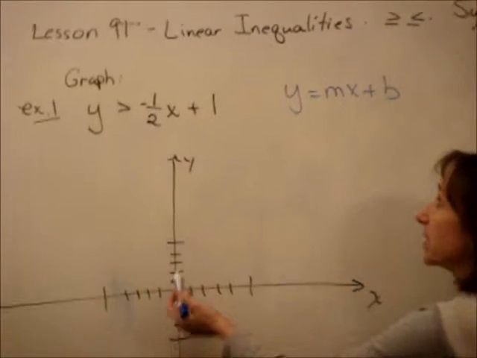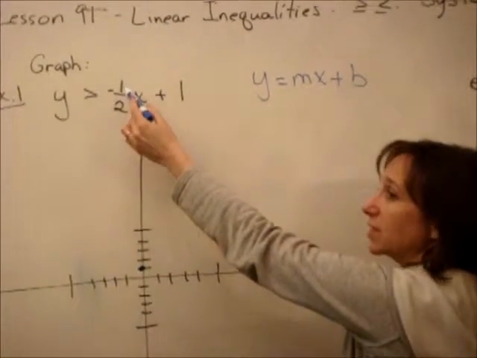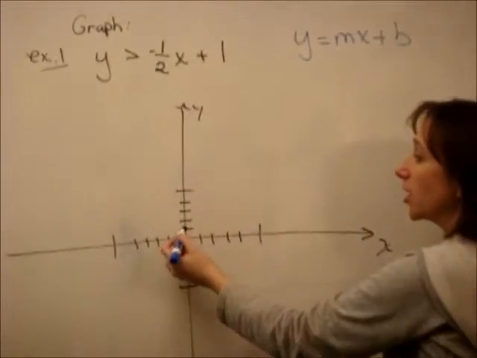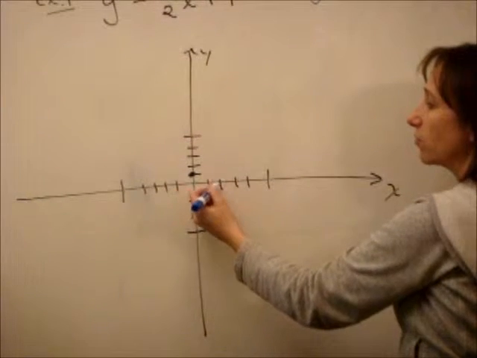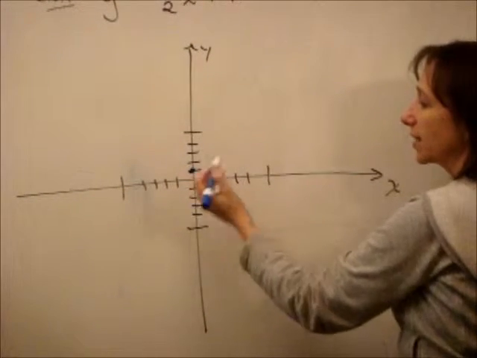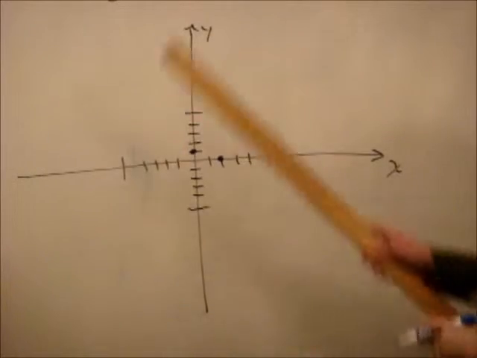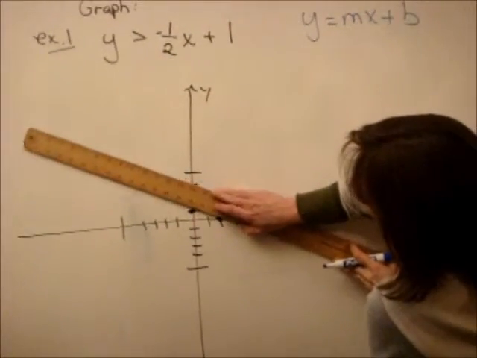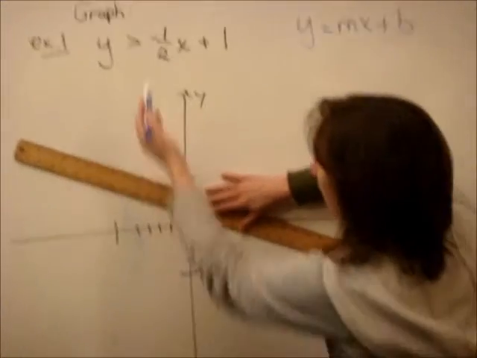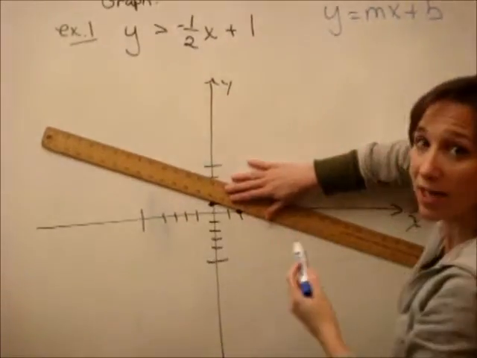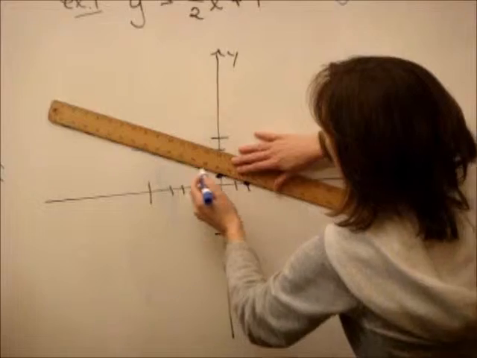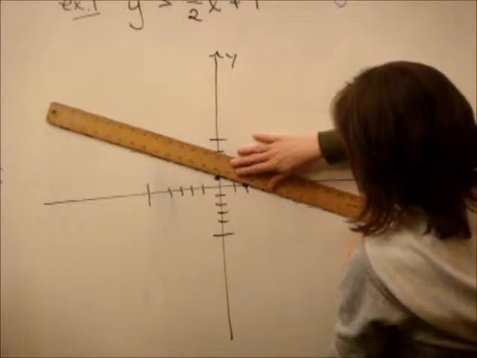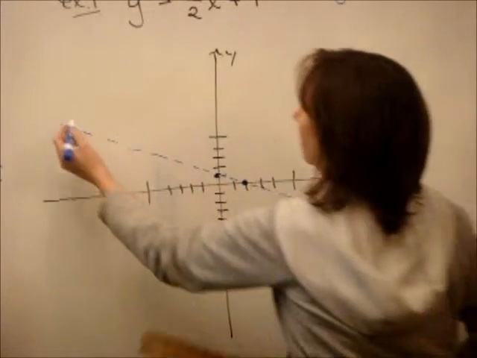Okay, once we have b, then we do a rise over run. It's rise minus 1, run 2. So we start at b, not at 0. We go down 1 and over 2, and we fill that in. That's our second point. You only need 2 points to draw a line. We're going to do a dotted line because it's greater than, not equal to. So we're just going to put a dotted line down here. And that's our line graph.